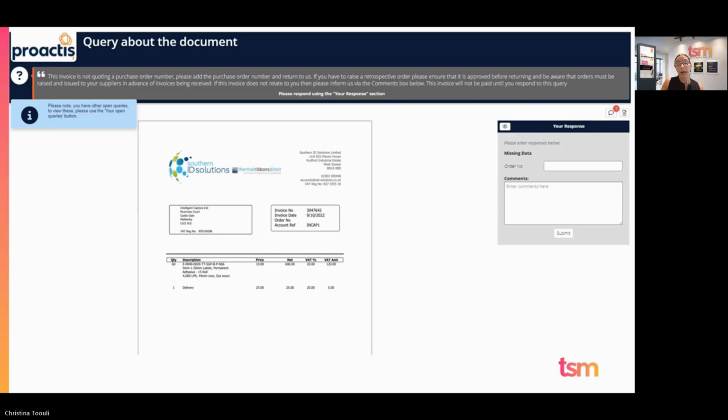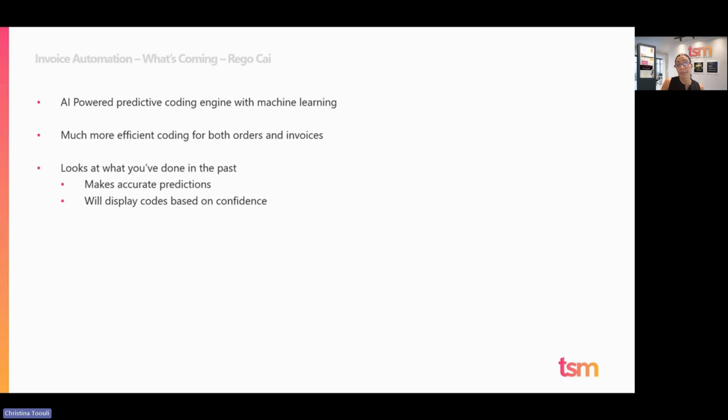That will then revalidate. Once they've entered that order number, the system will revalidate. It will check the order number exists and it is valid for that supplier. And if it validates successfully, it will push it straight through into P2P automatically. So you won't need to intervene again as the AP team.